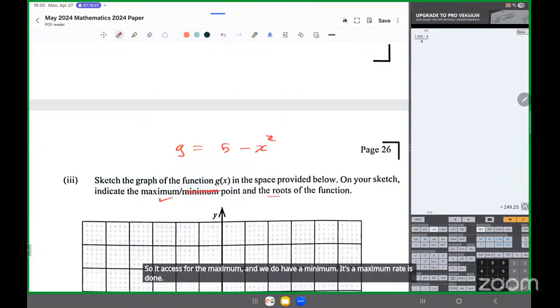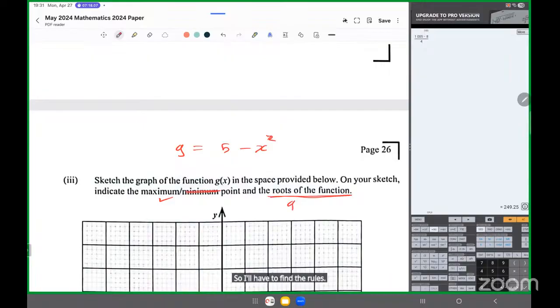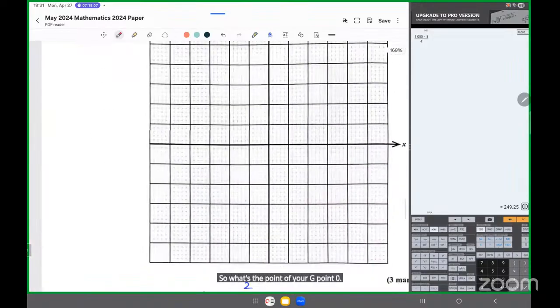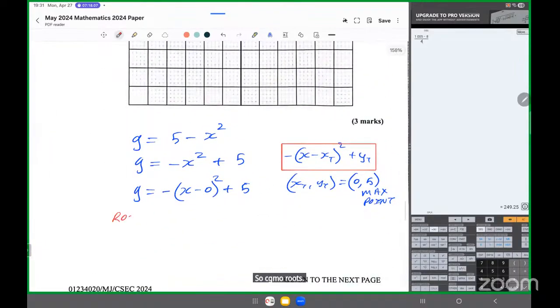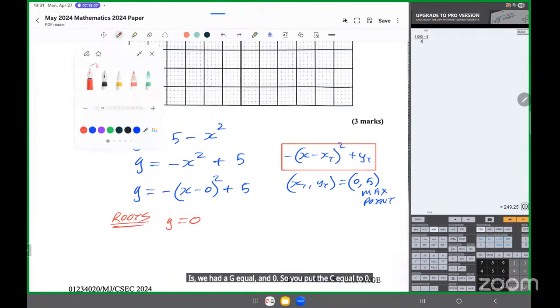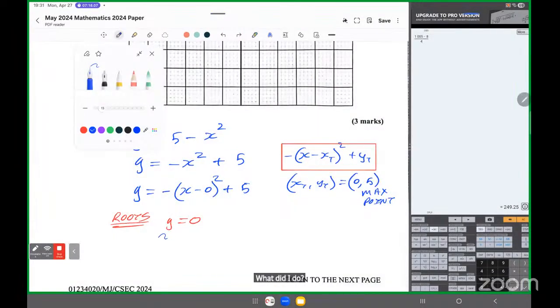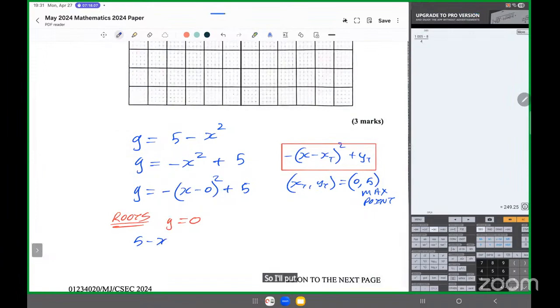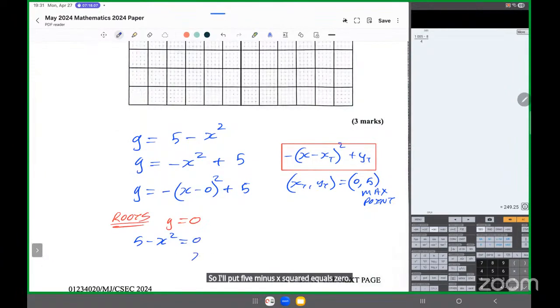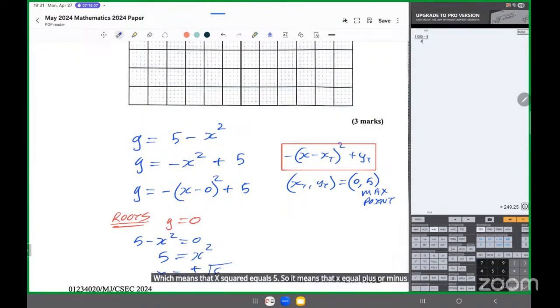It also asks us for the roots, so we have to find the roots. The roots are the points where g equals 0. The g is like y. So we put 5 minus x squared equals 0, which means that x squared equals 5. So it means that x equals plus or minus the square root of 5. So those are the roots, plus or minus the square root of 5.